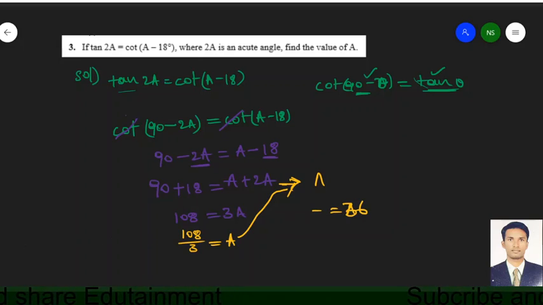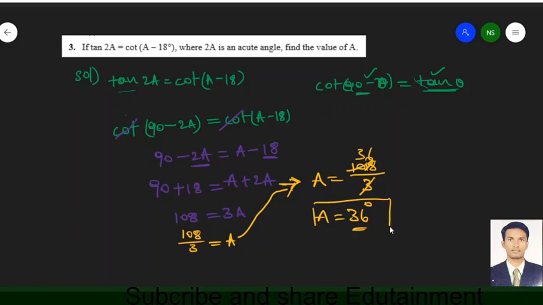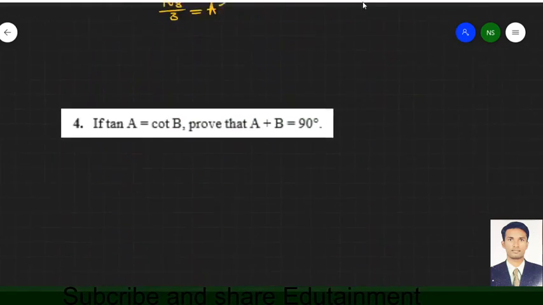A equals 108 divided by 3. 3 ones, 3 threes are 9, 18, 3 sixes. The angle A value is 36 degrees. Like that we will find out the solution. Let's move to the next question.